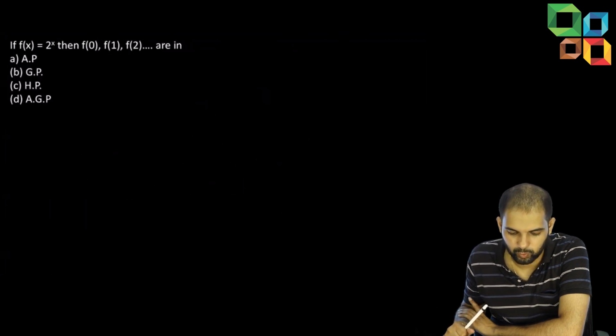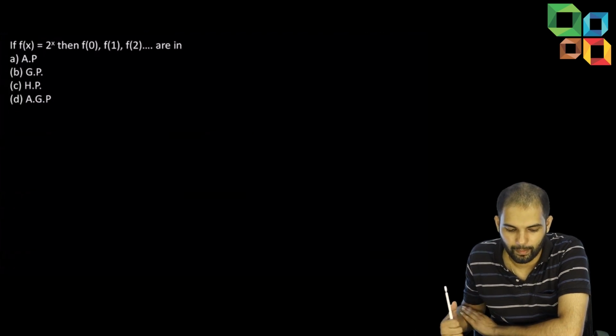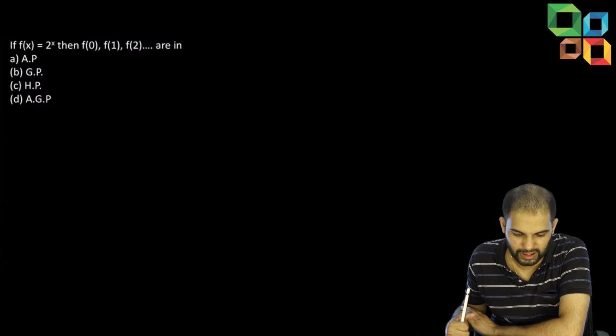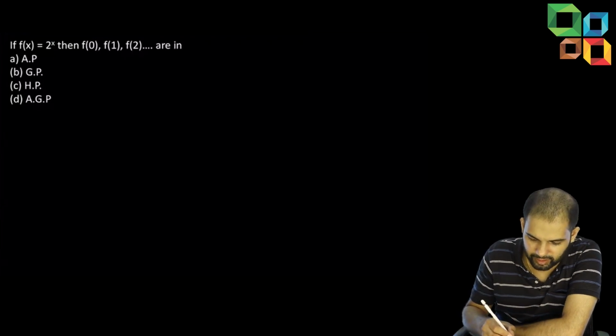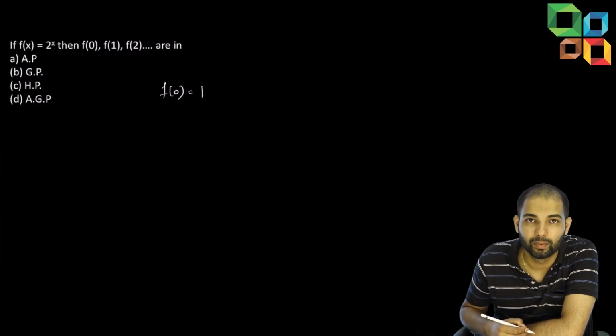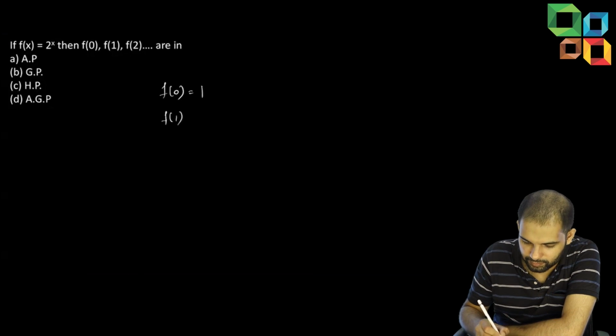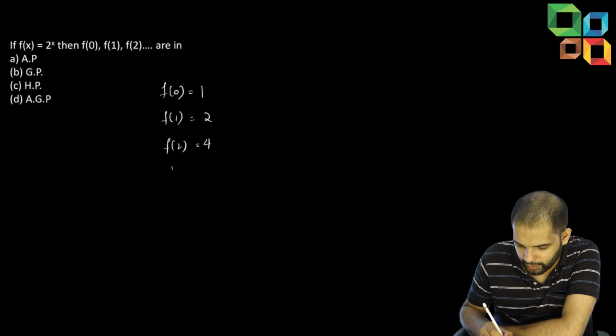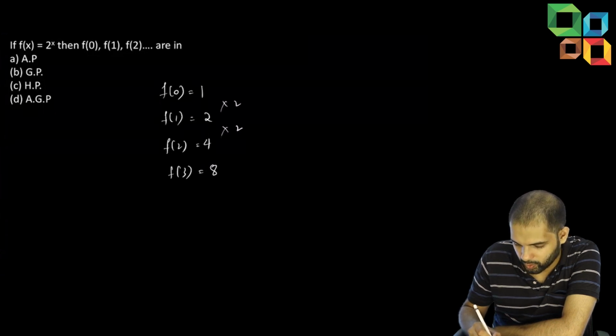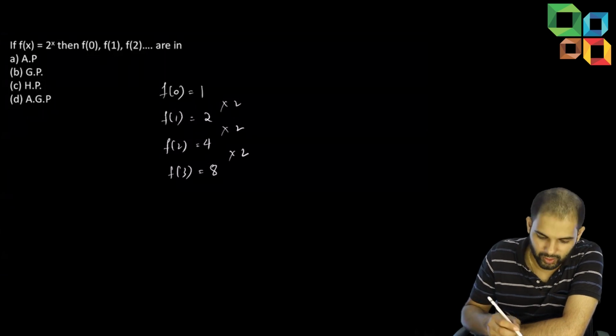Yes. F of 0, f of 1, f of 2 are in GP. Okay. Yeah, I think it's a simple problem. See what is f of 0. F of 0 is 2 power 0, which is 1. Correct. F of 1 is 2 power 1. F of 2 is 2 power 2, which is 4. F of 3, if you want, you can check. 2 power 3, 8. So clearly it's not AP. So this is into 2. So again, into 2. It's multiplication. So clearly it's GP.